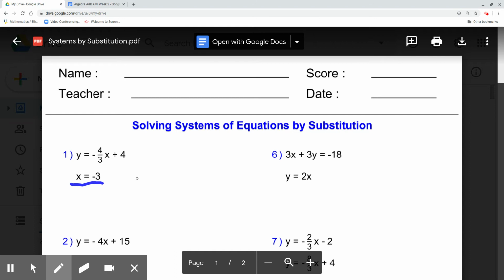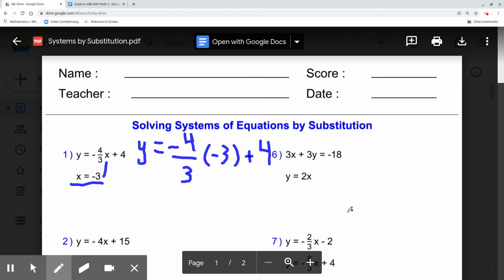So what we'll do here is we'll take the number negative 3 and we will substitute that in for the x in the equation. Now, before I even do that, I want to point out to you that negative 4/3, the fraction, is being multiplied by x. So when I plug in negative 3, negative 4/3 and negative 3 will be multiplying times each other. So I'm going to go ahead and pause the video and write down what our first step is going to look like.